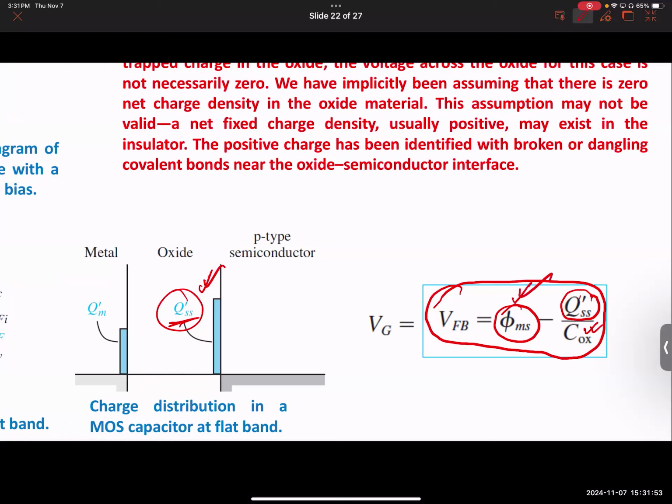But phi ms is a very popular parameter to change. To change what? To change the flat band voltage.